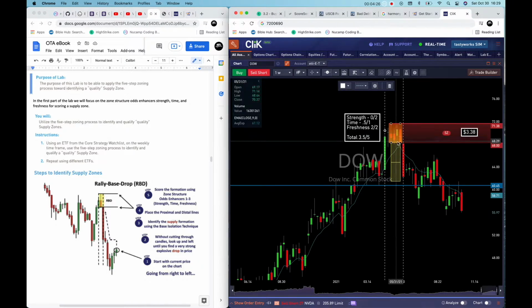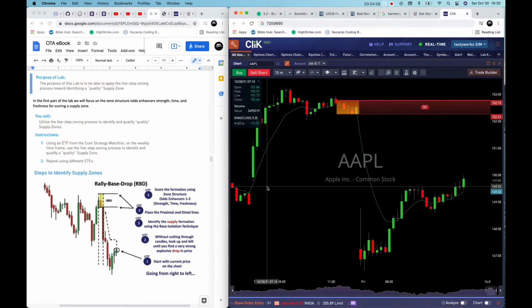So we would then place a vertical line on our leg out. We place a vertical line on our leg in, and we count the number of basing candles that we have here. 1, 2, 3, 4, 5 basing candles. Anywhere between 4 to 6 basing candles is going to give time half a point. All right. And then for freshness, we see price has left the zone. It has not come back yet. So freshness is going to earn full marks, 2 out of 2 points.